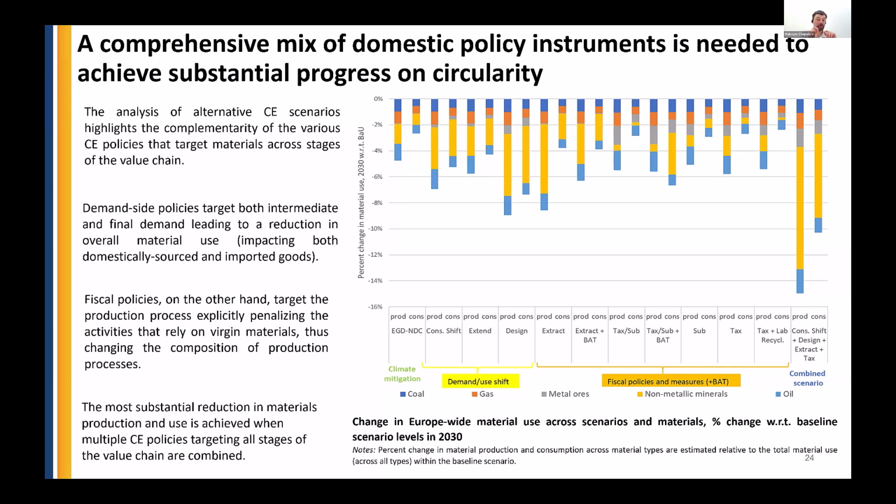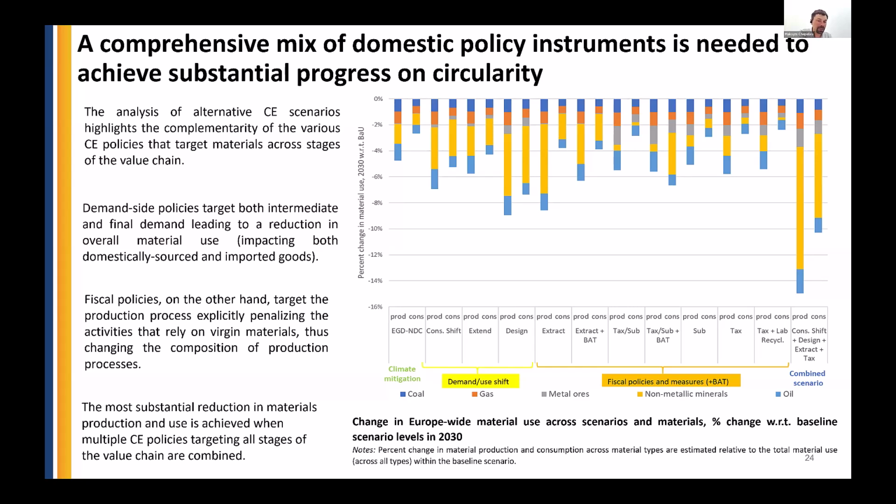there is a complementarity between demand-side policies, those that change, let's say, the consumption mix and those that extend the lifetime of commodity use, and production or fiscal side policies. So the demand-side policies target both intermediate and final demand, leading to an overall reduction in material use. So they impact both domestically sourced and imported goods. But at the same time, they do not change the production mix, right? So you just use less metals or less plastics, but the technologies are not explicitly impacted.